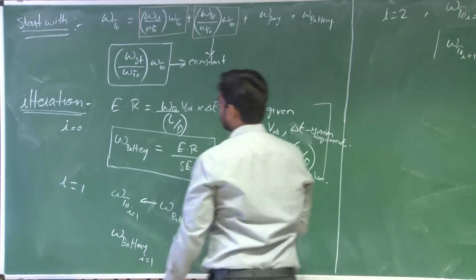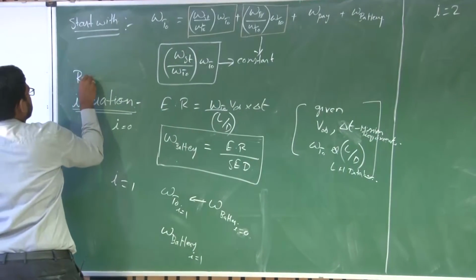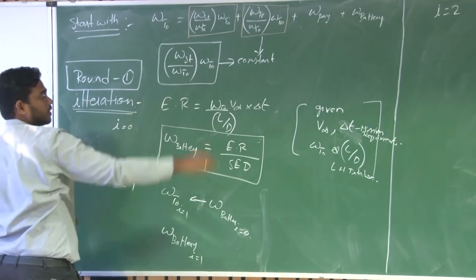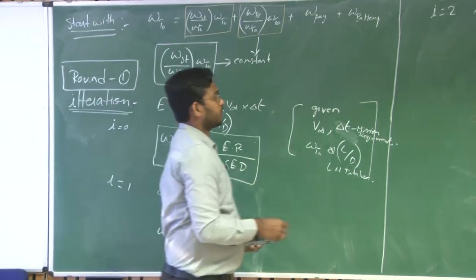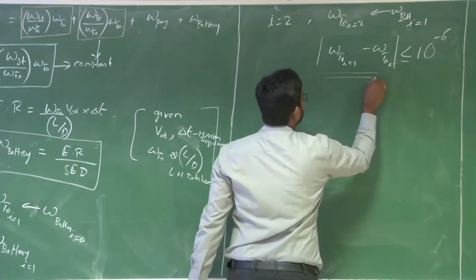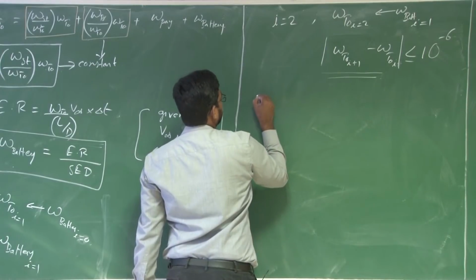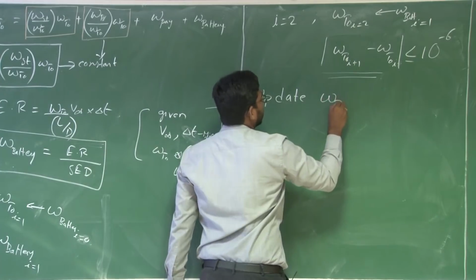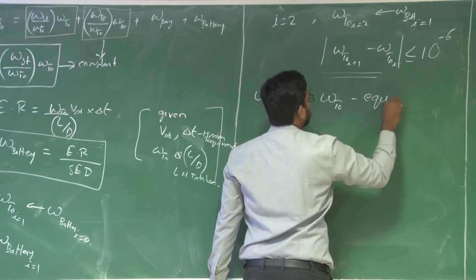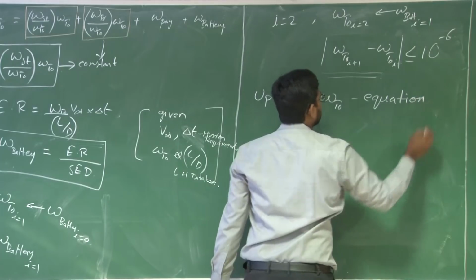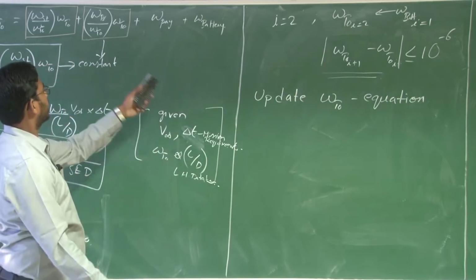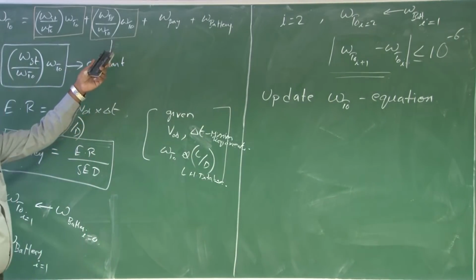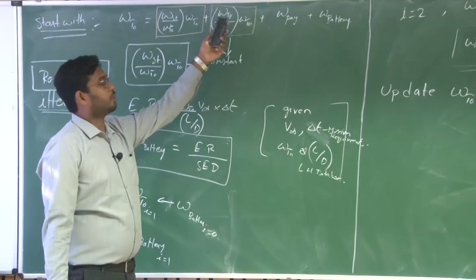Okay, this is round 1. In round 1, you do these iterations. After round 1, once you achieve this, what you do is update the W takeoff equation. That means, what are we updating here? Already we are updating the battery in each and every iteration. What are we updating here? The propulsion weight ratio, or the total weight of the propulsion system.